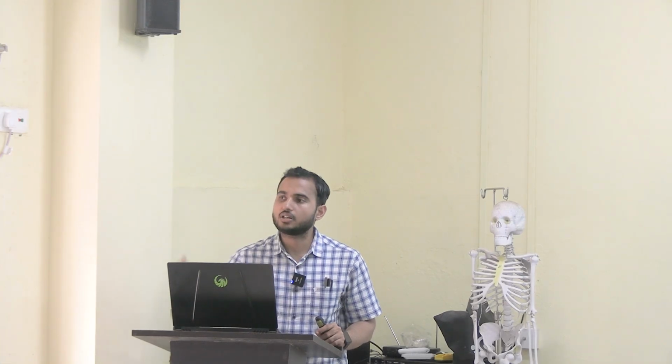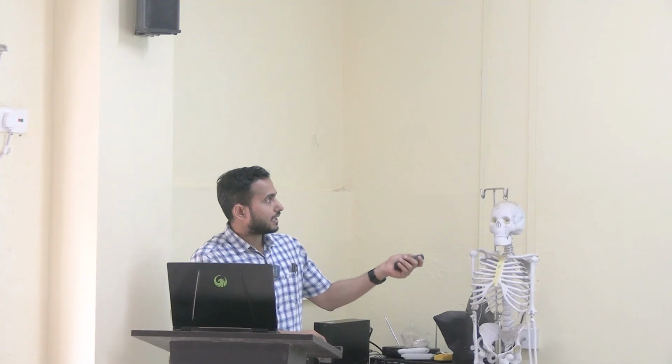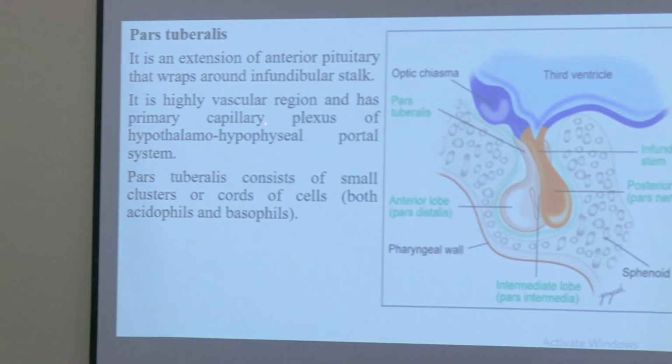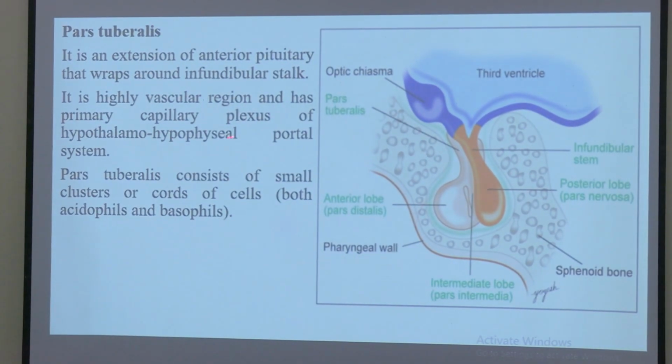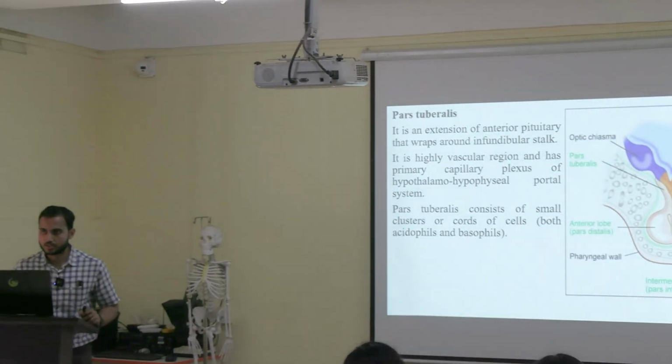The first set of plexus which is formed, that is in the pars tuberalis, and it is highly vascular region, primary capillary plexus of hypothalamo-hypophyseal portal system is formed. Okay, that's why this region is very important. Next, pars tuberalis consists of small clusters of cords of cells, both acidophils and basophils, but secretions are not taking place.